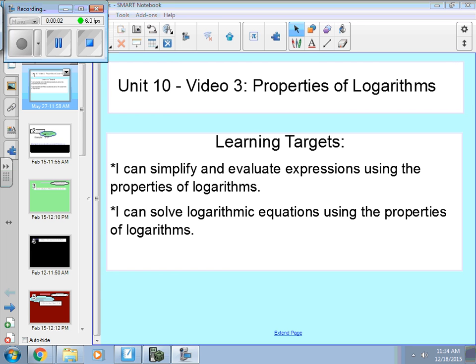In the last lesson, you learned about logarithms. Today, we're going to look at 3 properties of logarithms we can use to help simplify and evaluate expressions. We also want you to be able to solve logarithmic equations using properties.